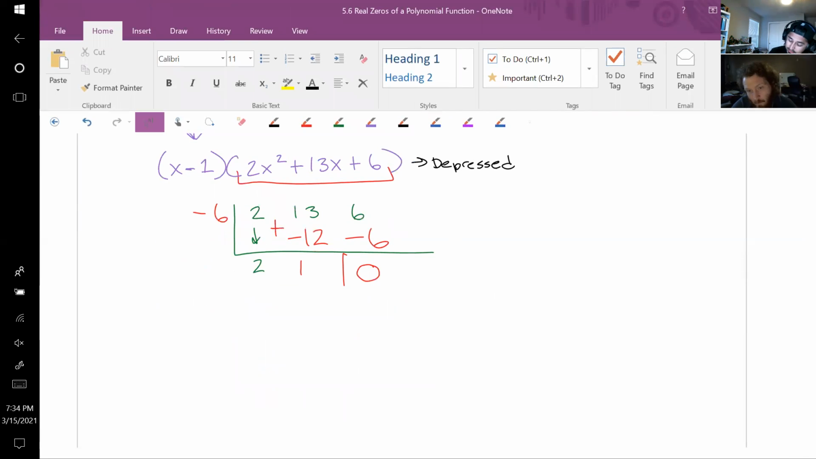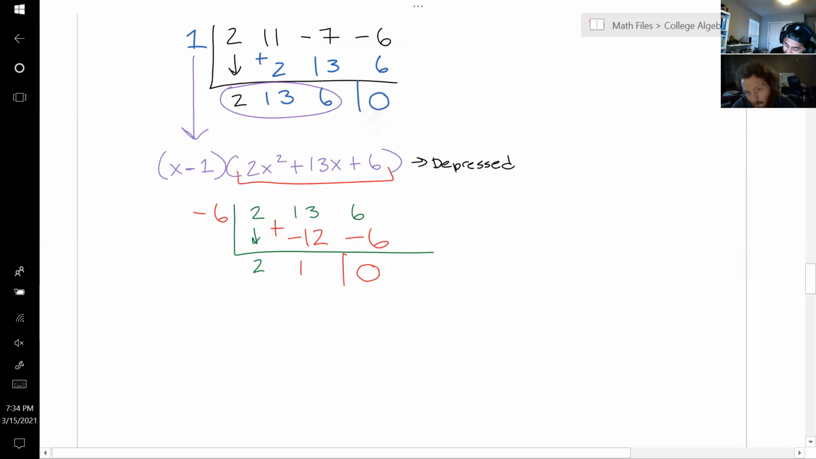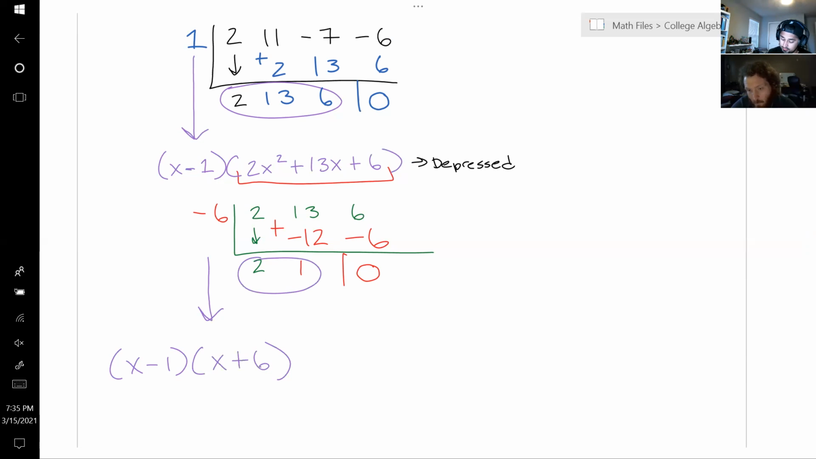Okay, which means let's go ahead and rewrite the next depressed equation. And you can't forget about the first factor. We can't forget about the x minus 1 that we started with. And now you have to rewrite the negative 6 as a linear form. So what would you write there? X plus 6. And then how would you write the quotient? 2x plus 1. There you go, guys. Can we break these down anymore?